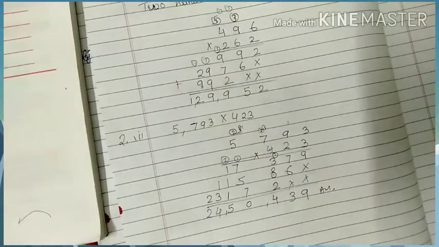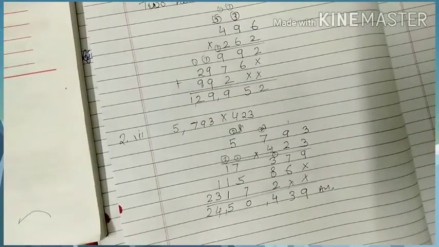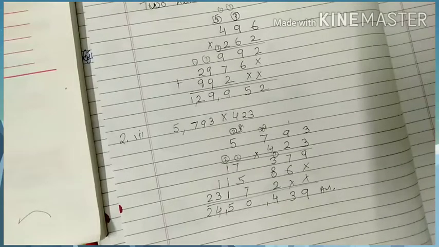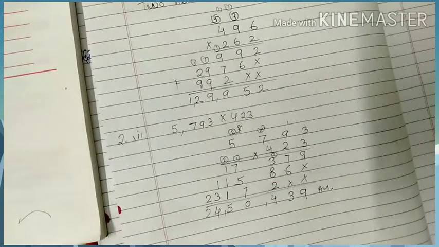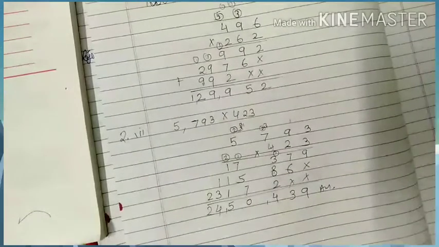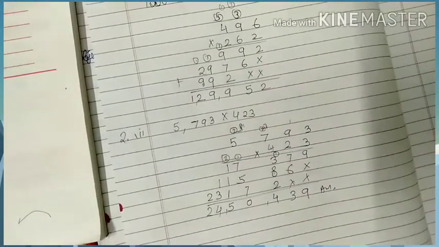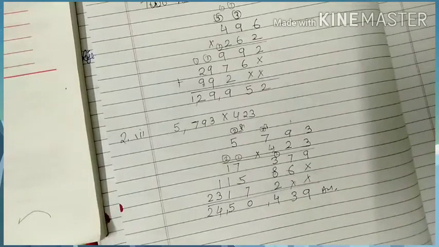Understand children, whenever you have to do this type of multiplication, you do it this way. It takes just 5 minutes but it needs your concentration. Focus and multiply carefully, and don't forget to carry also. Many times students forget to carry, and that is why marks are lost.